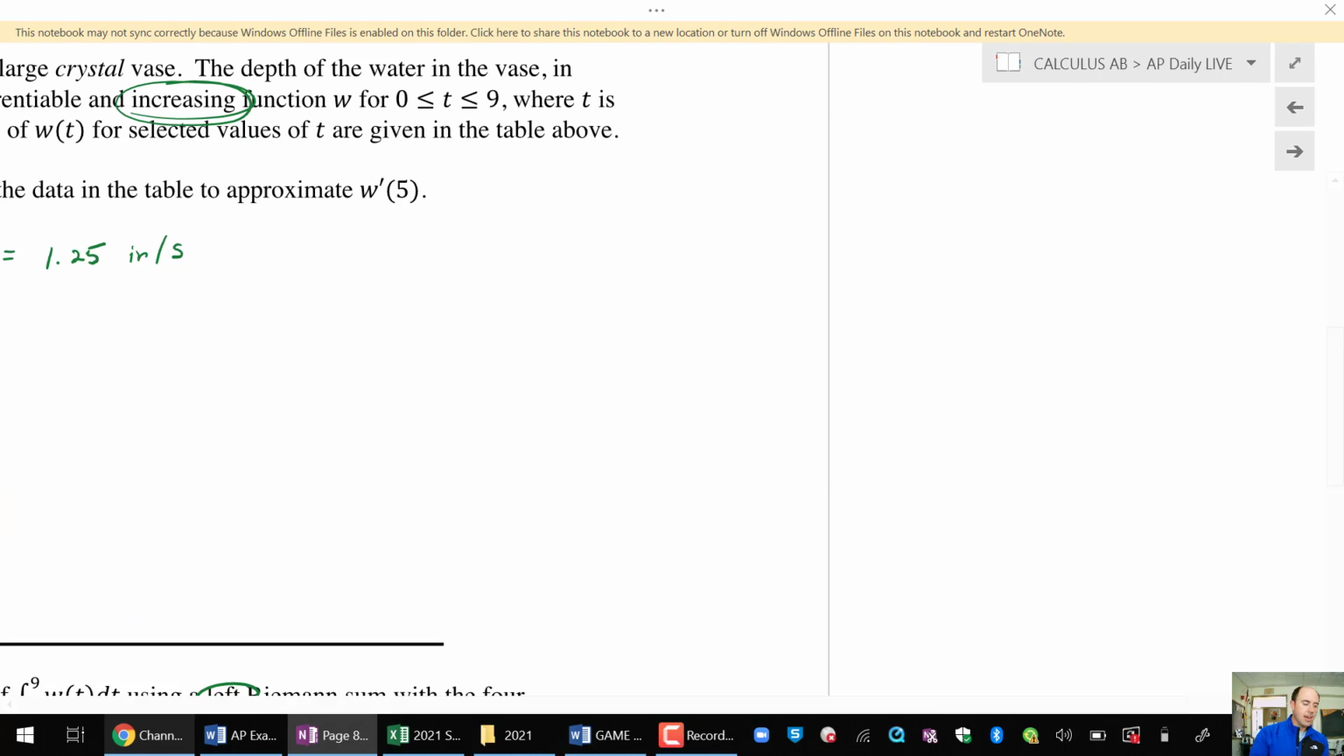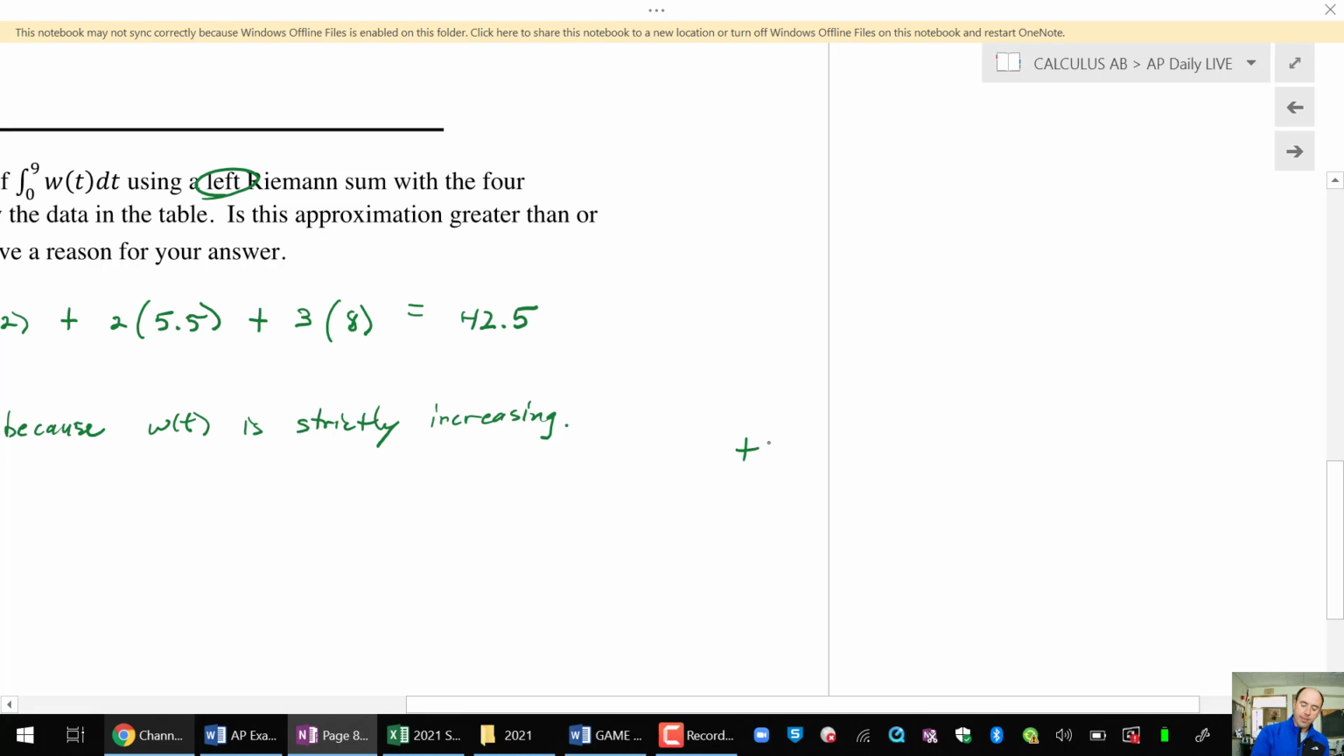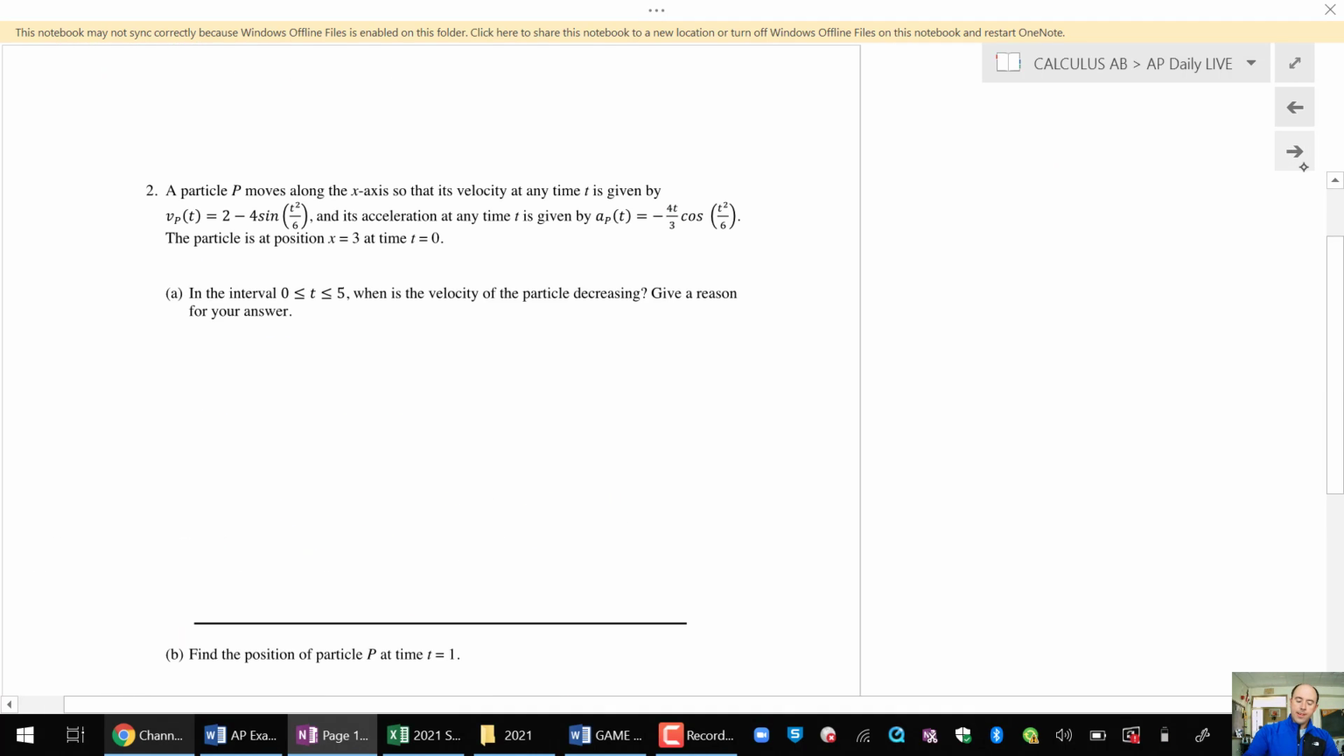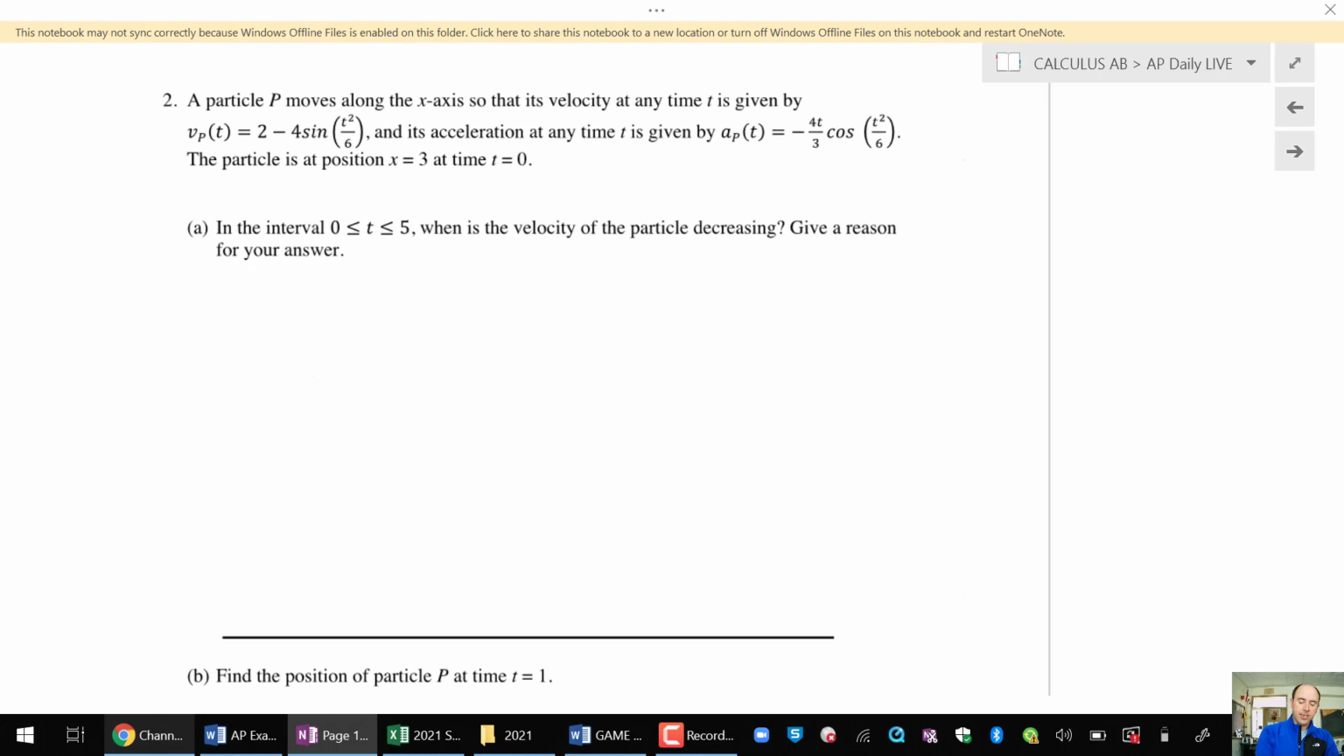Back to part B. B was 3 points for that Riemann sum approximation, and just 1 point for part A. Every FRQ is worth 9 points. Second question in this video here talks about particle motion.